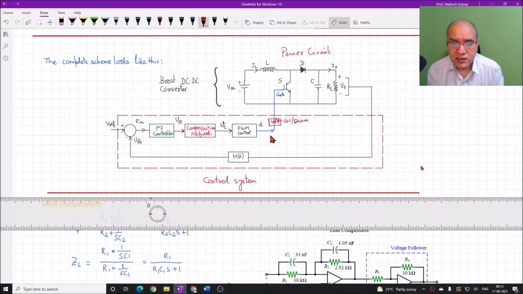And before that we have compensation network and PI controller. The input of PI controller is the difference of voltage of the reference and the feedback signal, and that error is passed through PI controller. This feedback signal comes from the output voltage V0 after sensing it. So you can see from here the voltage is being sensed, comes back to the feedback signal and then compared with the reference signal, and then all this processing takes place.